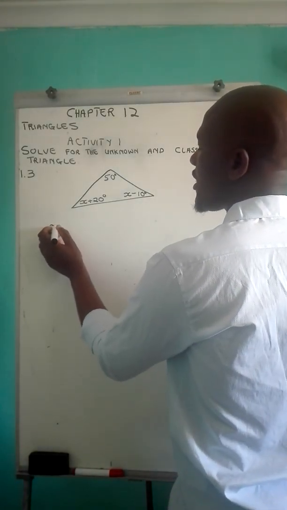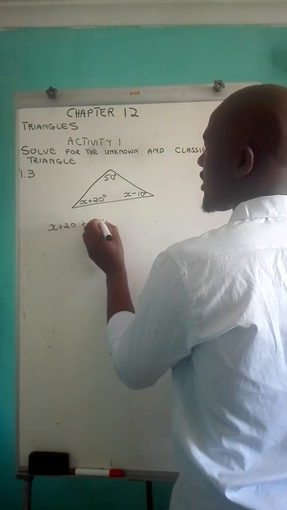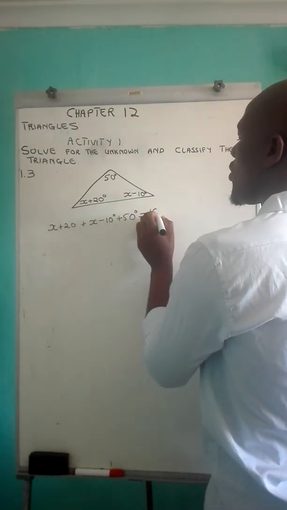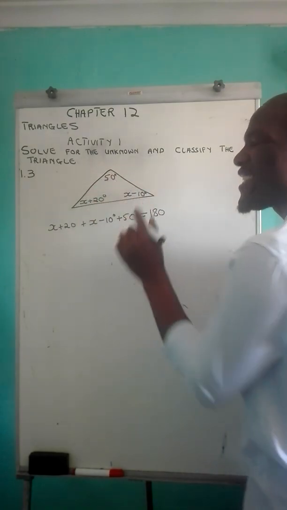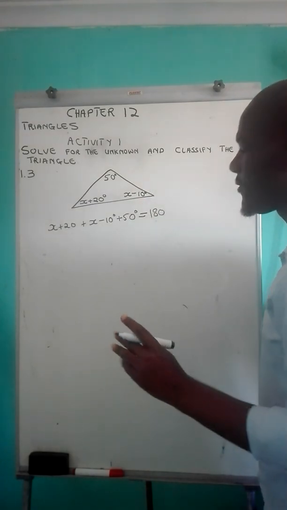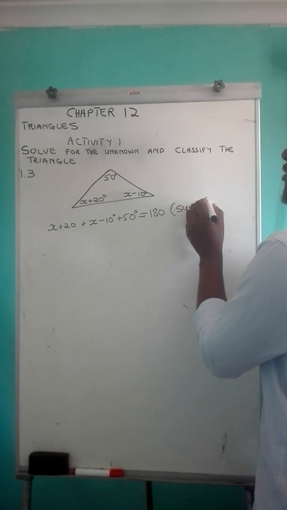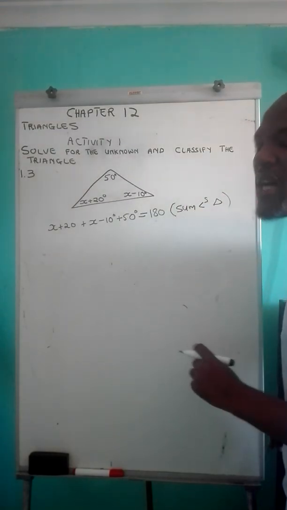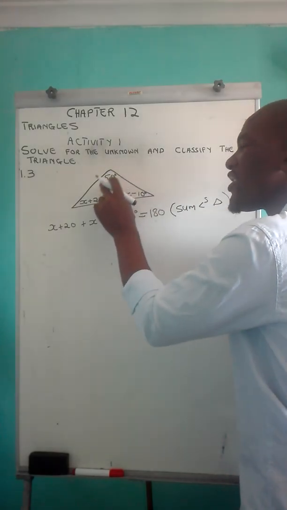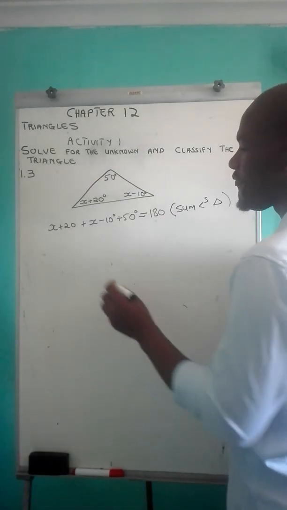So this is x plus 20 degrees plus x minus 10 plus 50 degrees equals 180. Always, the interior angles of a triangle sum up to 180. You must take the reason: sum of the angles of a triangle. Sum of the interior angles of a triangle. So they equal 180.